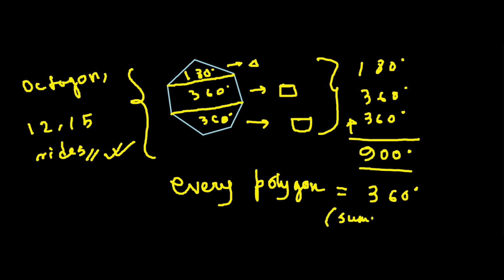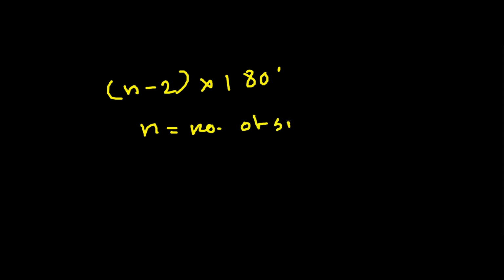What is this? Sum of external angles. And if you guys want to solve it with the formula, there exists one formula, that is n minus 2 into 180 degree. What is n? N is the number of sides. So if you go back to the examples, in a triangle, number of sides is 3.